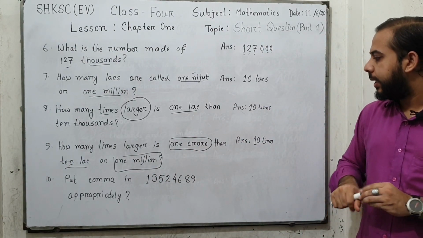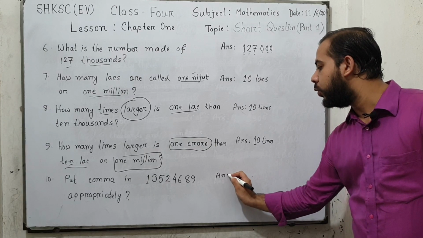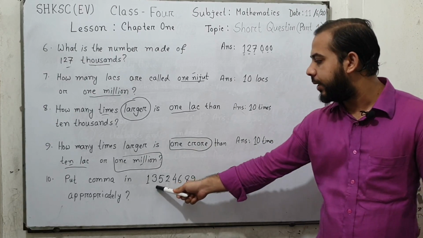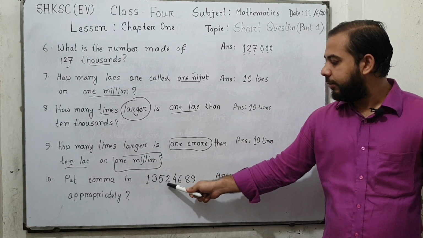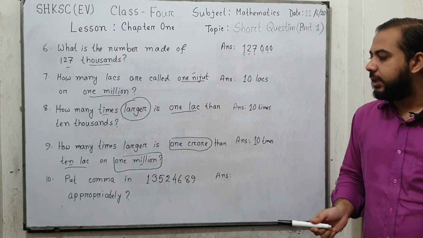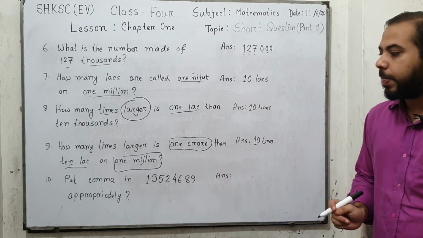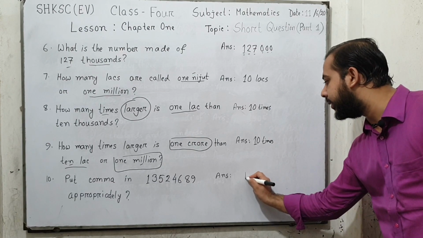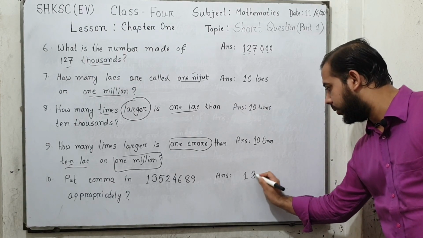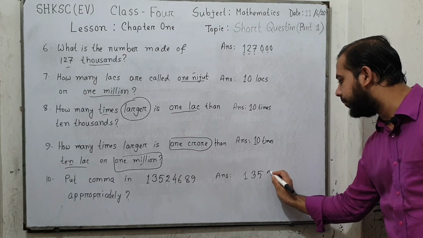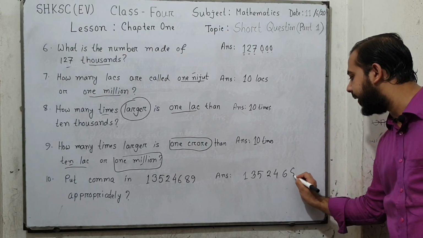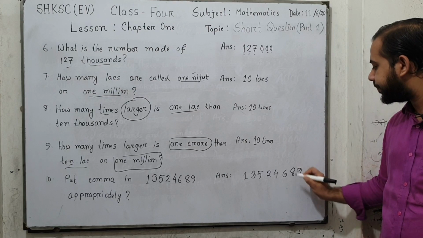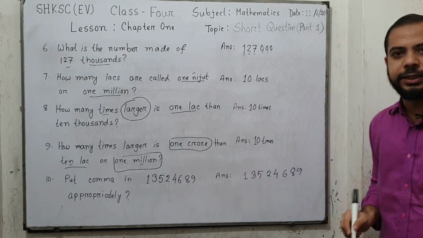Now question number 10 says, put comma in the number 1, 3, 5, 2, 4, 6, 8, 9 appropriately. So what is the rule for using commas? At first we write the number here: 1, 3, 5, 2, 4, 6, 8, 9. This is the number which is given in the question.